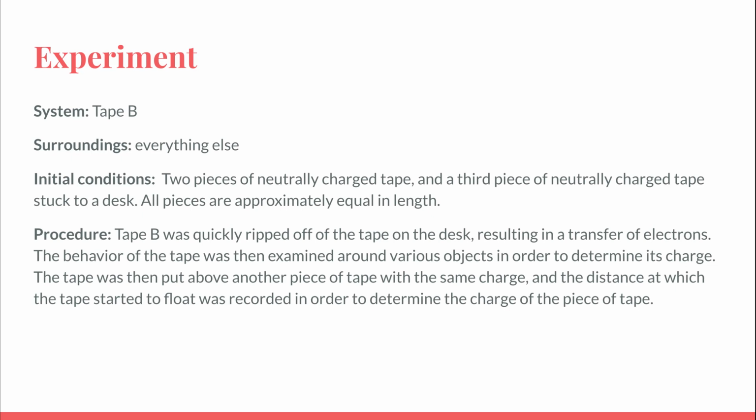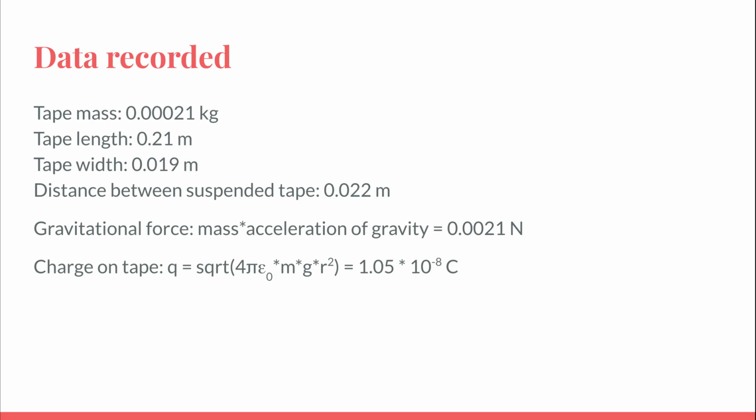The behavior of the tape was examined to determine the charge, and then it was put above tape A, and the distance at which it started to float was recorded in order to determine the charge of the tape. So this is the data I had. You can see the equations, and I got that the gravitational force is 0.0021 newtons, and the charge on the tape is 1.05 times 10 to the negative 8 coulombs.